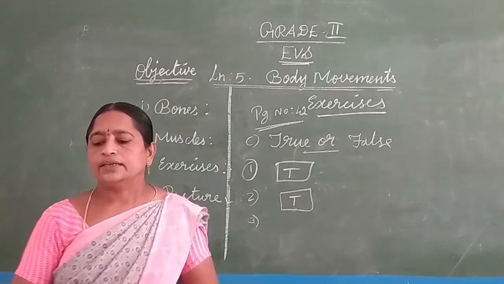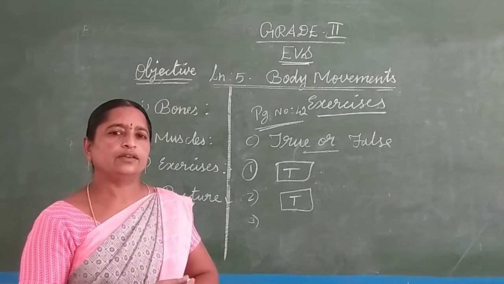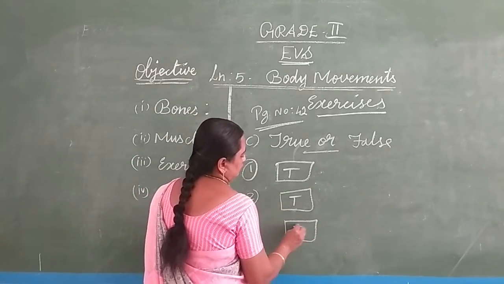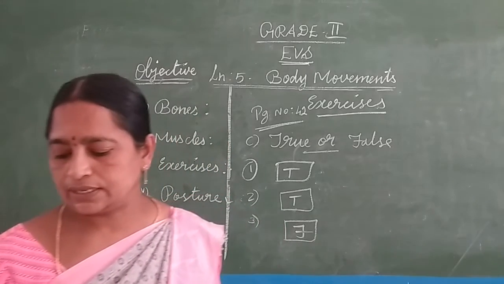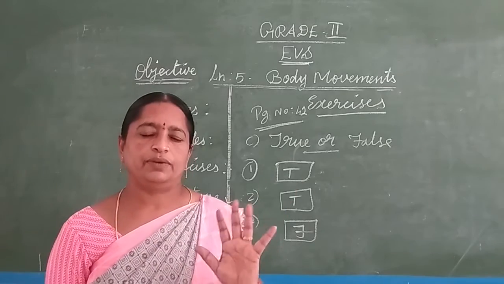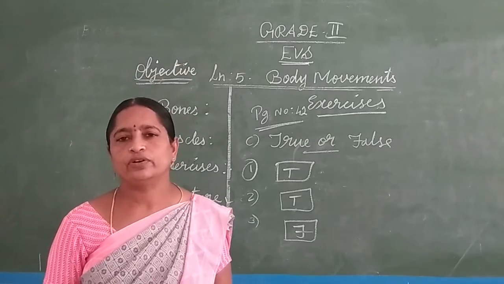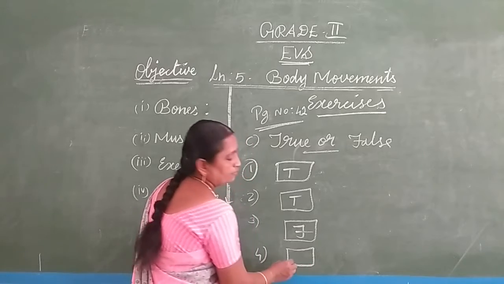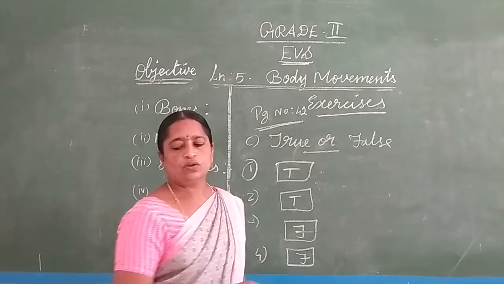In the third one: there are 400 bones in our body. No, 206 bones only. So it is false. Then the fourth one: muscles are hard and stiff. No, bones are hard and stiff. Muscles are soft. So it's false. Fourth one also false.